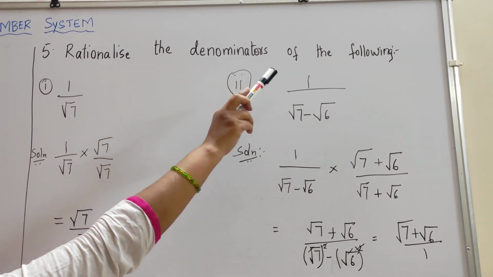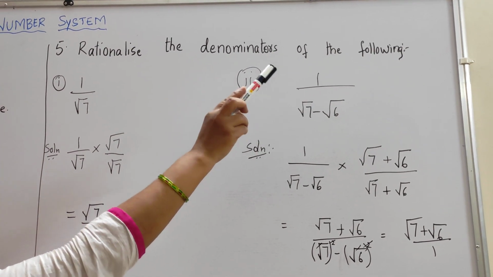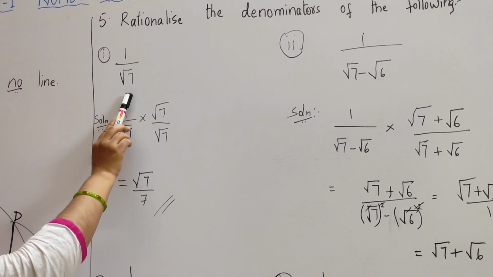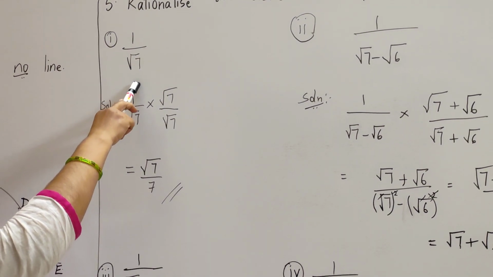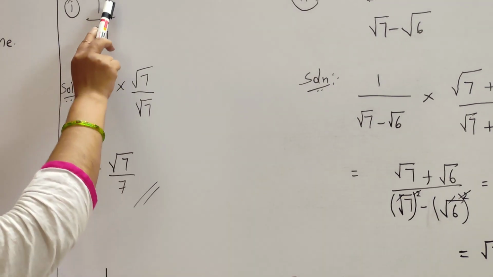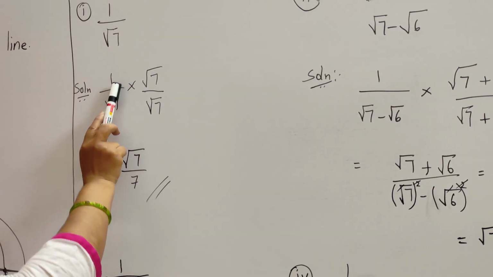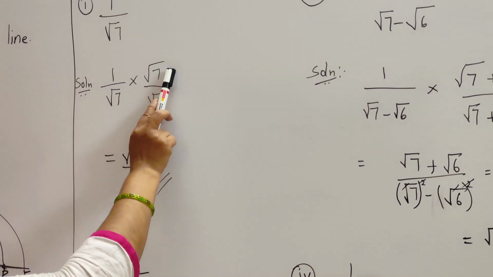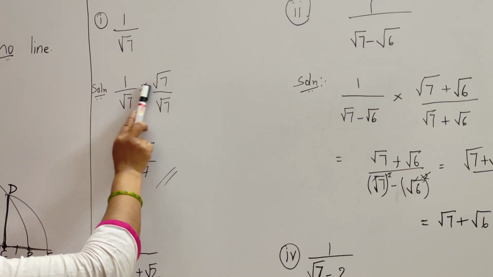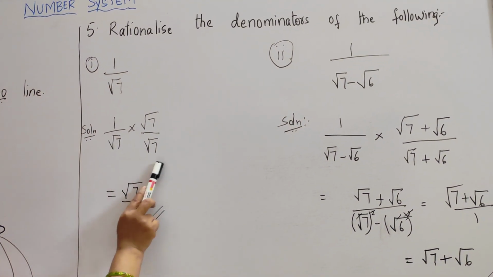Rationalize the denominators of the following. In the previous class I had discussed how to rationalize. Whenever you have a root in the denominator, you need to rationalize the denominator. So now the question is 1 by root 7. 1 by root 7 into root 7 by root 7. Why should we do this? Because in the denominator we should not have an irrational number.